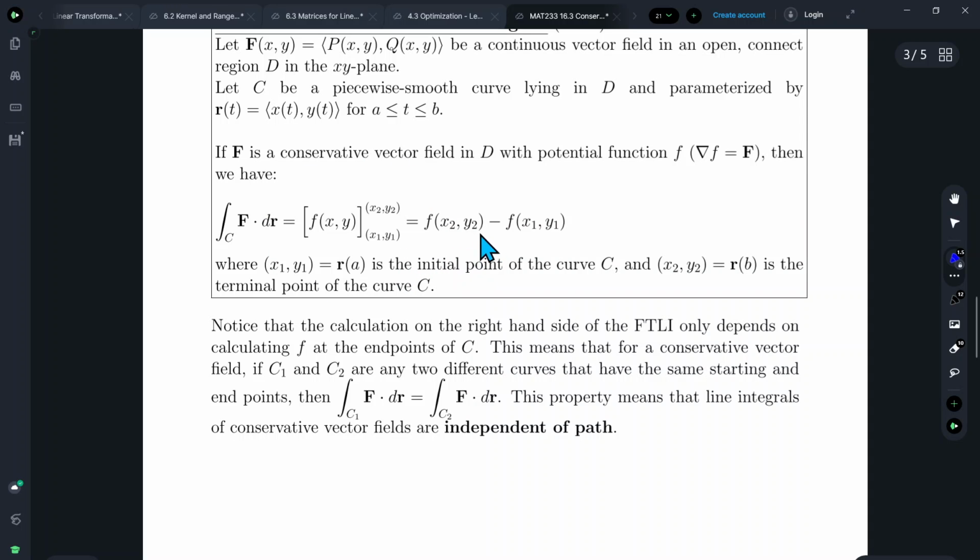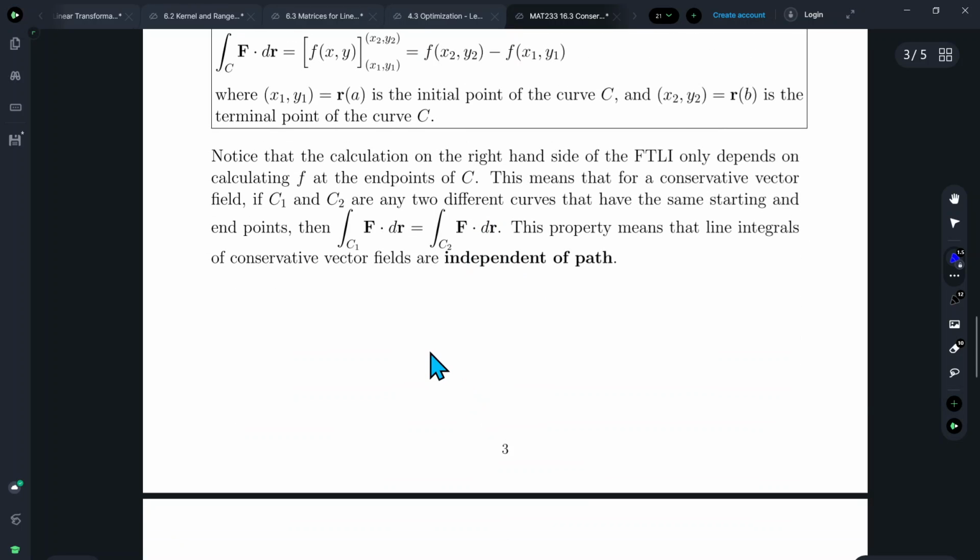And so one thing to notice is that again, when you have a conservative vector field, this calculation here only depends on the endpoints of the curve C. So if you take two different curves, say C1 and C2, that have the same starting point and the same endpoint, then again, because of this calculation here, the two line integrals have the same value. And so what that means is that line integrals for conservative vector fields are independent of path, right?